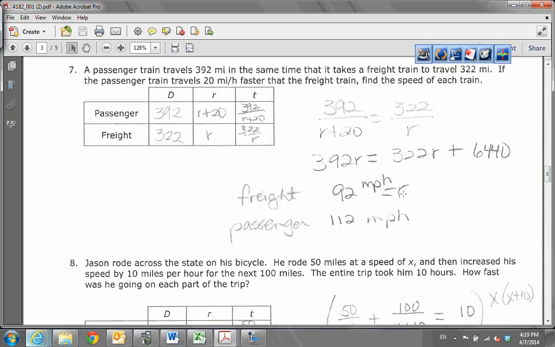Number 7, the train problem. I think that was the last one. 392 and 322 for our distances. R plus 20, the passenger travels 20 more miles per hour quicker. R is there, cross multiply, divide, and we get 92 and 112.